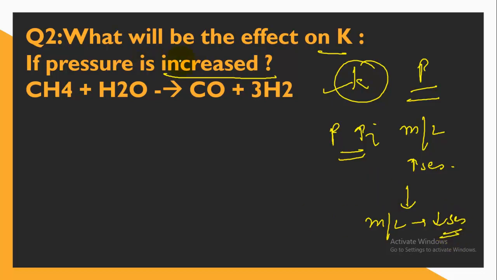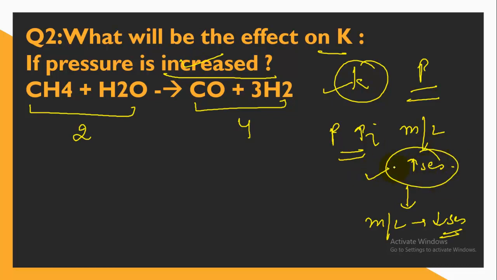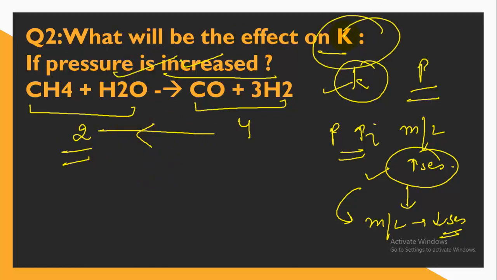So in this case, pressure is increased. So let's count the moles first. On the left hand side, the moles are 2, and on the right hand side, the moles are 4. So if pressure is increased, then the moles per liter are increasing. So it will shift the direction, or you can say the reaction, to a direction in which moles per liter decrease. So in this case, moles per liter are less on the left hand side. So that means this reaction will be favored. So it will be an effect of pressure on K.